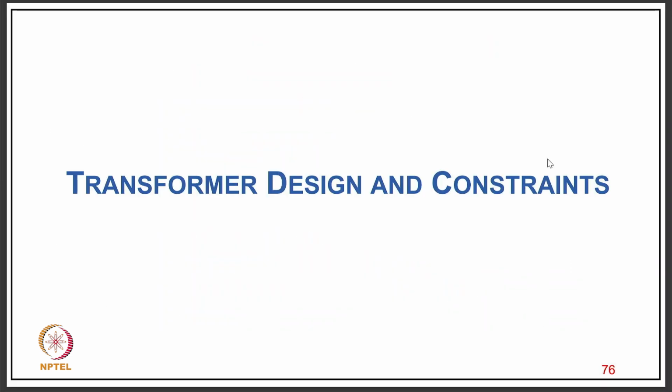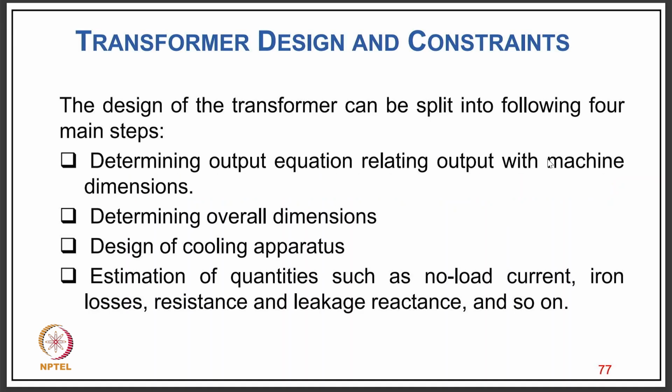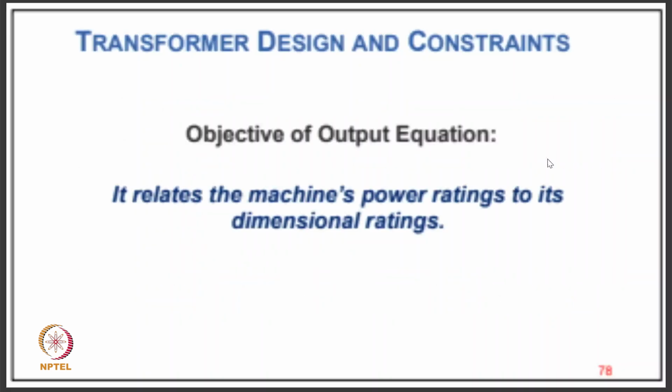Now coming to transformer design and typically the constraints. The design of a transformer can be split into the following main four steps: determining the output equation relating the output of the transformer to its dimensions, determining the overall dimensions, design of the cooling apparatus, and estimation of quantities such as no load current, losses, resistance, leakage reactance, and so on.